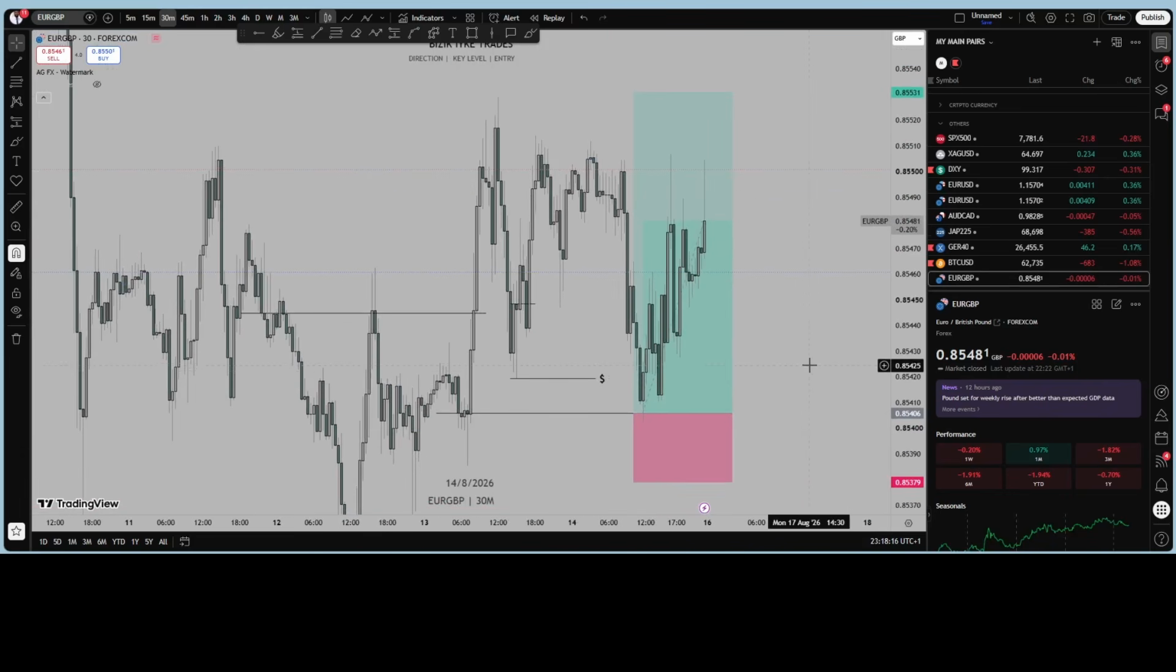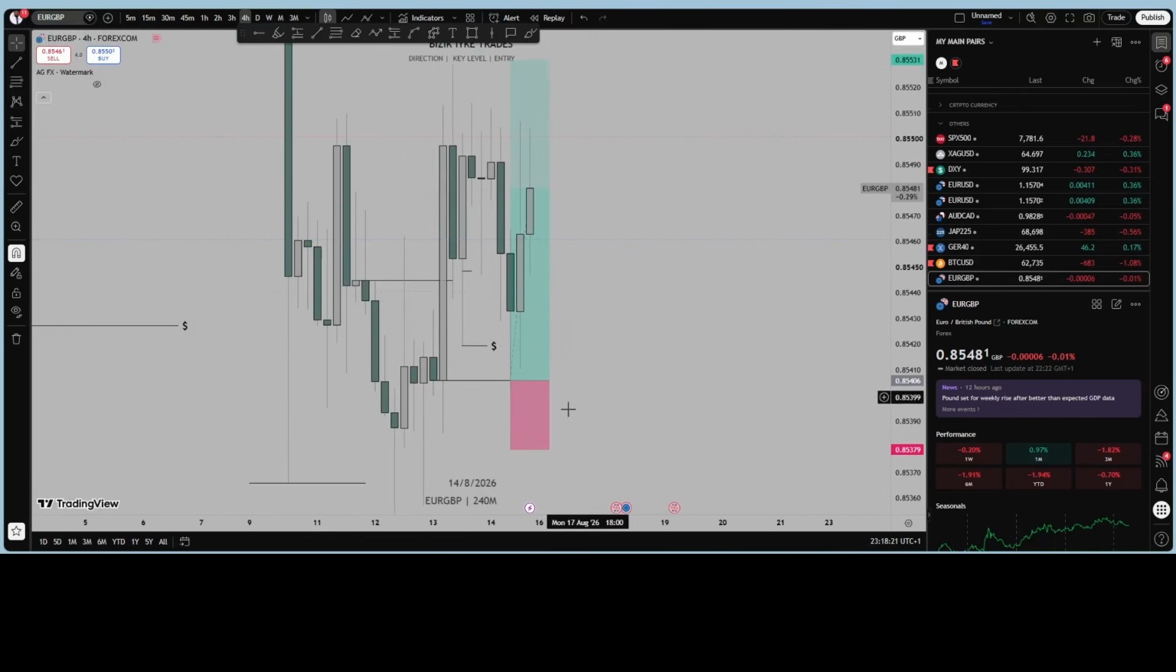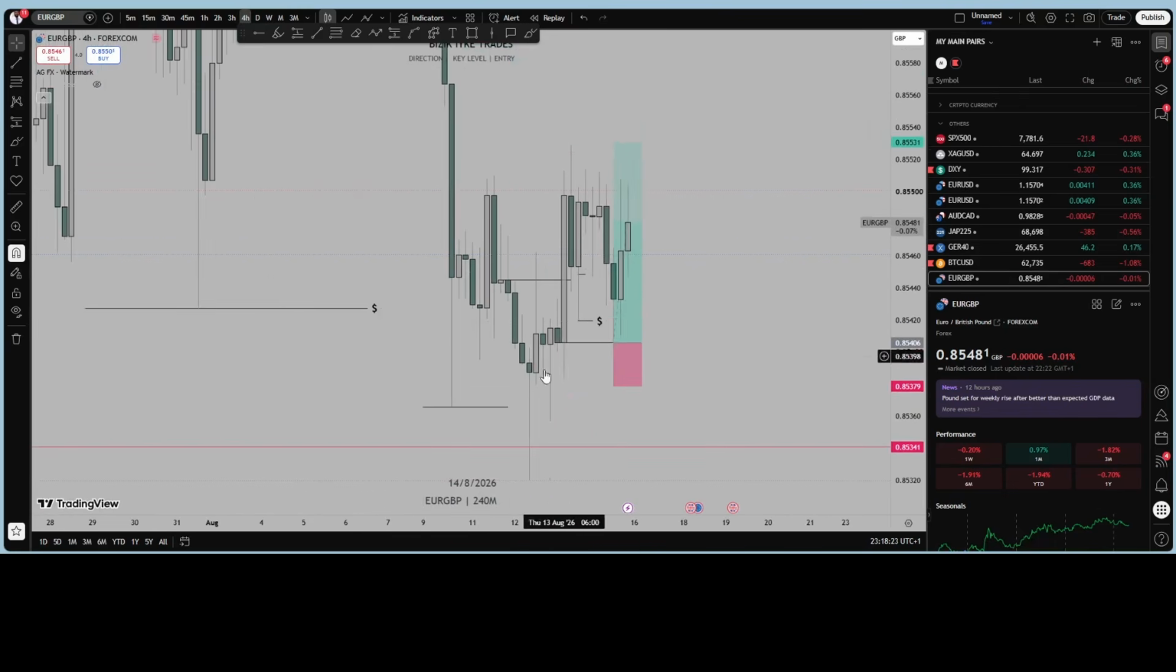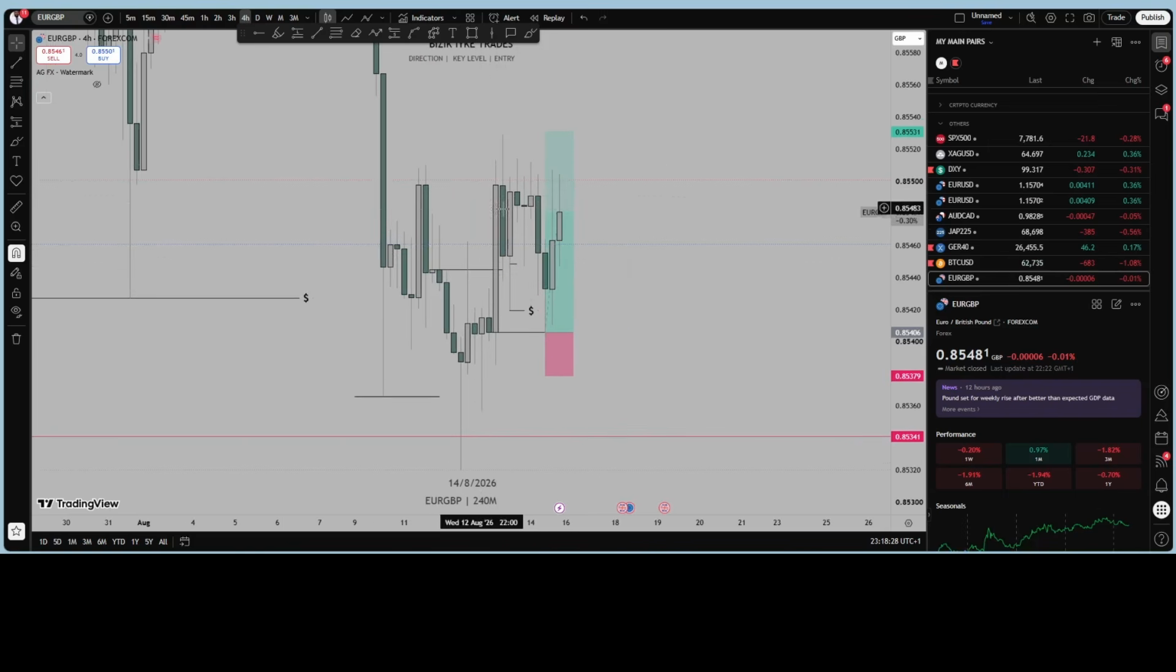unfortunately, this was also a missed entry because I was waiting for entry confirmation. So here is the entry. I'm not going to go for bias. You can see this was a rejection on the daily time frame, and then this was a break of structure on the 4 hours time frame.